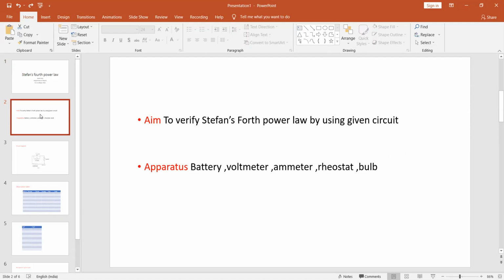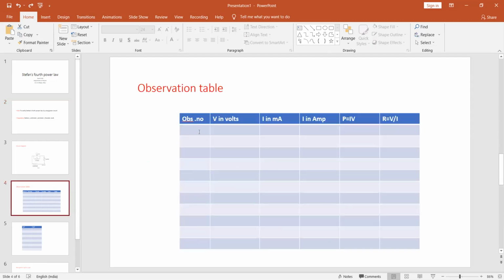The aim of the experiment is to verify Stefan's fourth power law by using the given circuit, apparatus: battery, voltmeter, ammeter, rheostat and bulb. The observation table is like this. Observation number, V in volts, current in milliampere. We measure the current in milliampere, then we have to convert that current in ampere, that is, we multiply by 10 raised to minus 3. Power equals the product of current and voltage, and resistance equals V upon I.